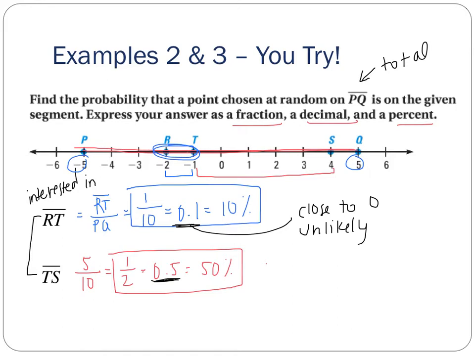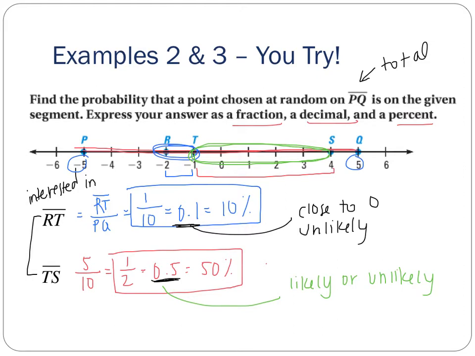Now, on the other hand, looking at TS, 0.5. This is likely or unlikely. It's in between. If we look at our entire segment PQ, the probability of being on TS, it's about equally likely as it is unlikely. It's definitely a much bigger segment than RT was, which is why the probability is so much bigger.